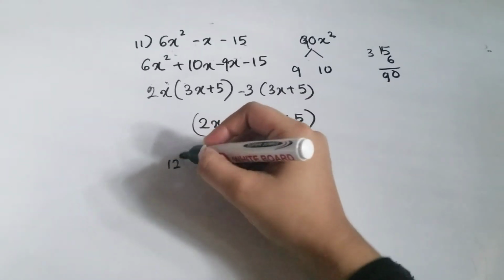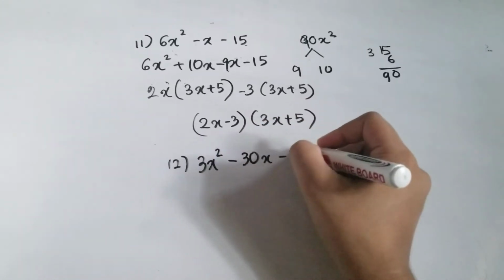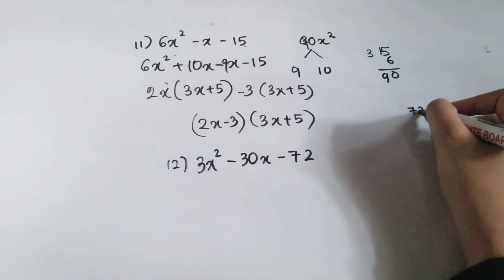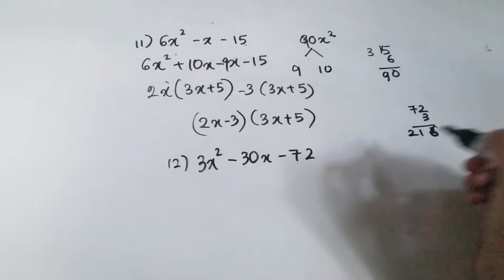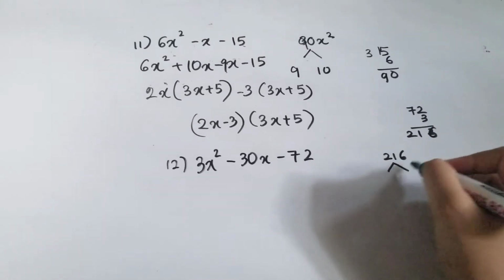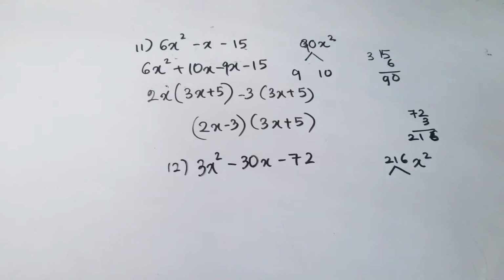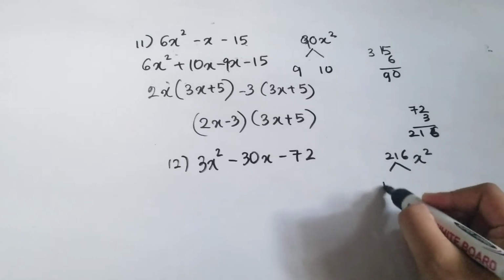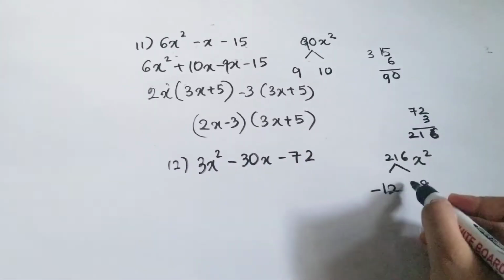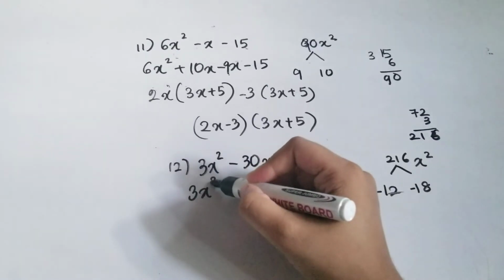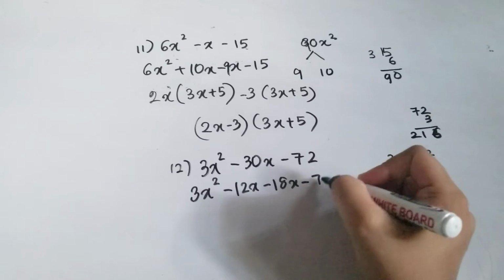Now the 12th one. 3x squared minus 30x minus 72. So when you multiply 72 into 3, 216 comes. So what are the factors of 216x squared, to get negative 30 also? Yeah, we can take 12 times 18, because when you add them you get 30. So you need both negative. 3x squared minus 12x minus 18x minus 72.